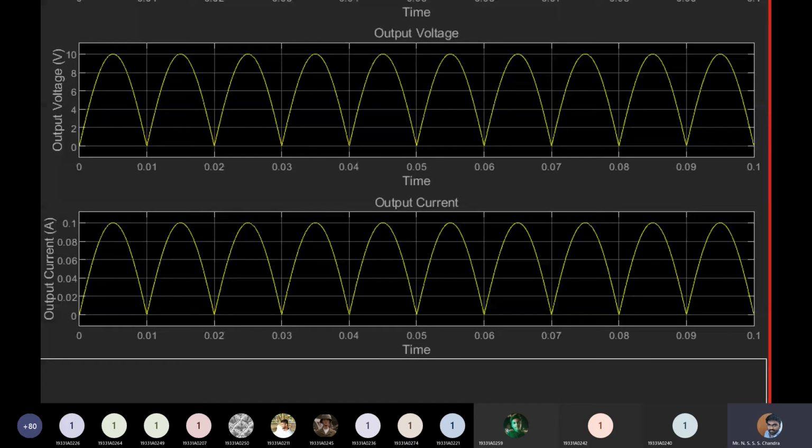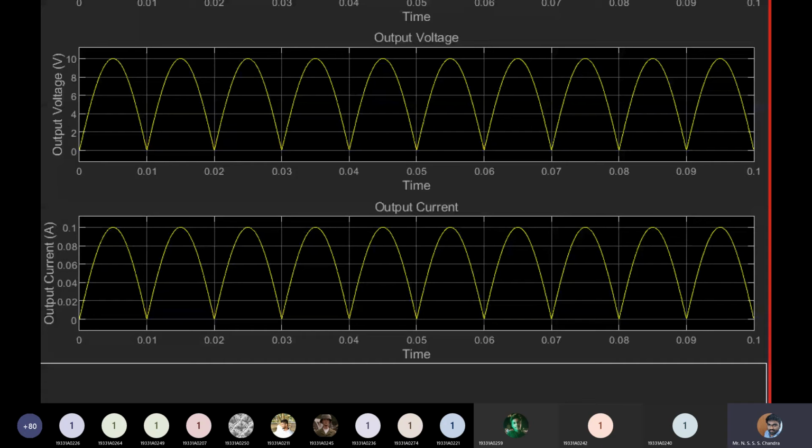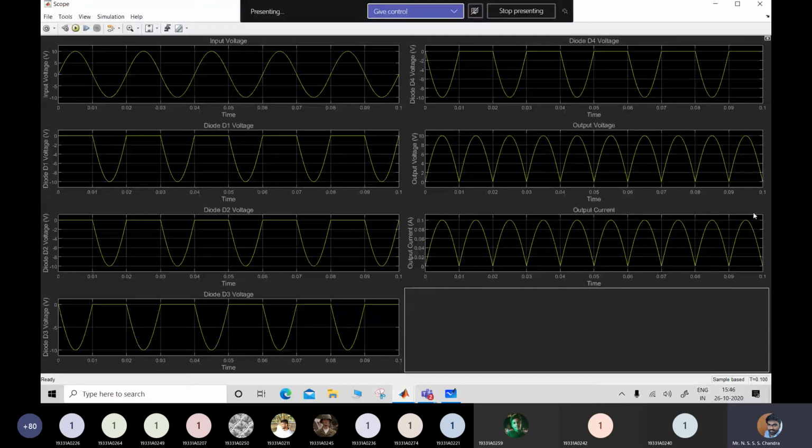So the output current is also following the output voltage because we are taking the resistor as the load. If you have taken some inductor or capacitor in the load terminals, then your waveform will be slightly modified. When you have learned about RL circuits, you will be learning that in circuit analysis. Then we can discuss that particular topic. So these are the waveforms of your full wave bridge rectifier.